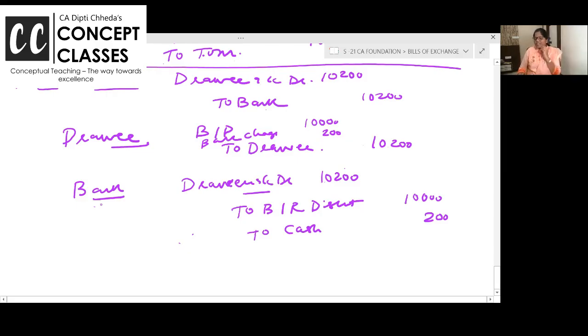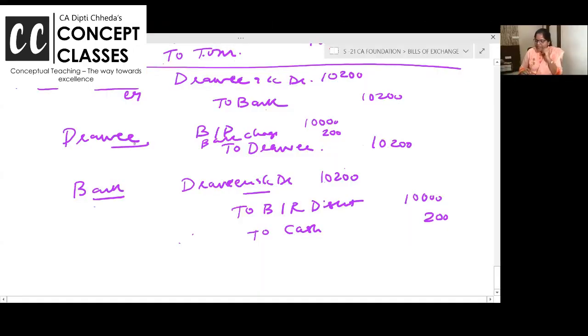Yeah. Some of you may be confused. Na? ये same दिख रहा है. So this is drawer. Here it is drawing. 1 second. This is the drawing clearly.